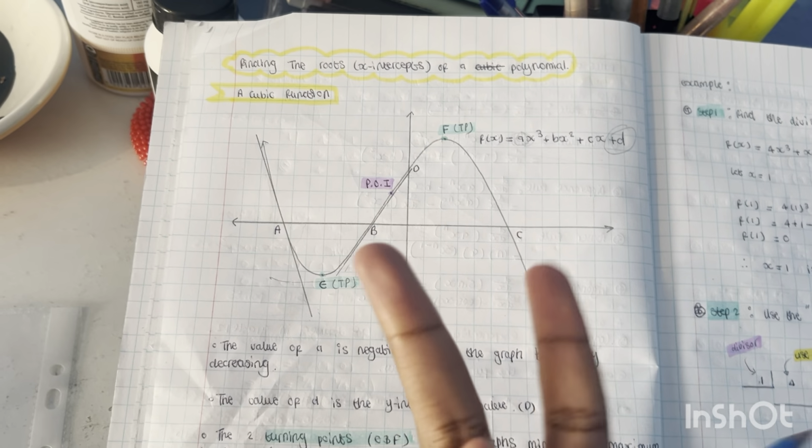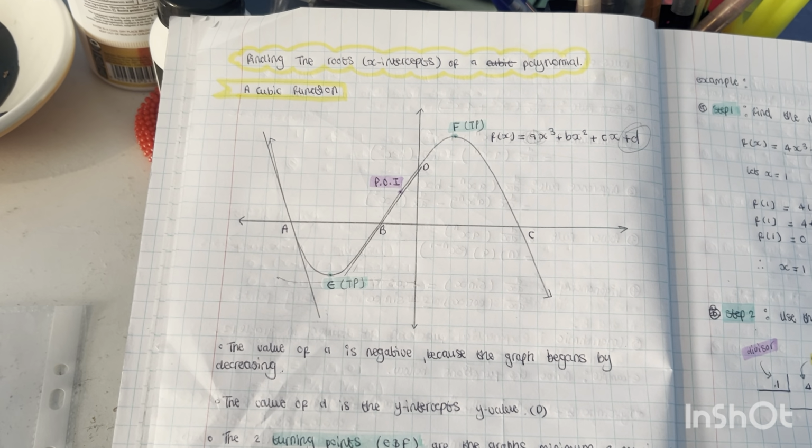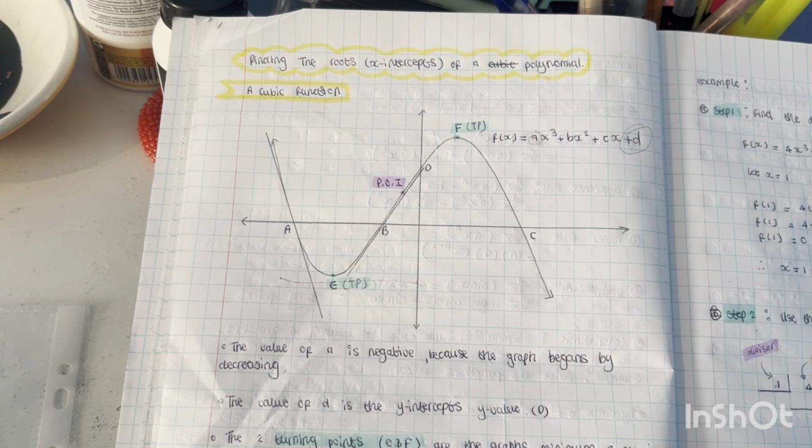So they can try to trick you a bit by saying, for example, from this point to this point, the gradient is positive. You know, that means from this point to this point, the graph is increasing. Don't let them trick you.